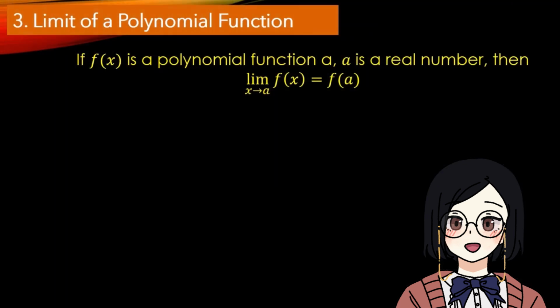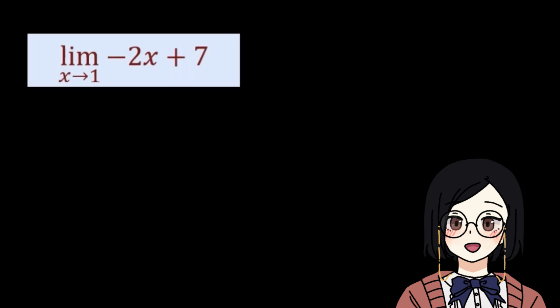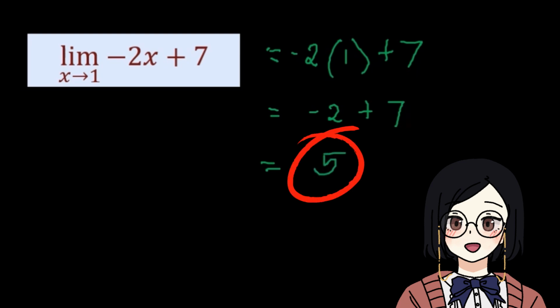3. In evaluating the limits of a polynomial function, all we have to do is to evaluate the polynomial function at the value which x approaches. Say we have the limit of negative 2x plus 7 as x approaches 1. Substituting 1 into the expression, we will have negative 2 times 1 plus 7. Simplifying that, we will have negative 2 plus 7. Simplifying further, we will have 5.